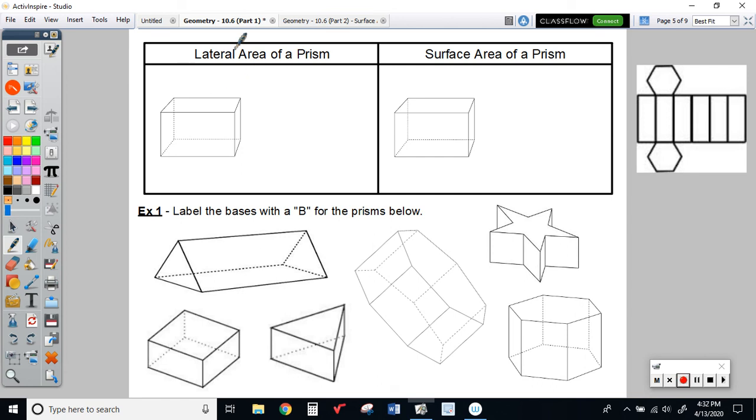now coming up with the formula for these things. So lateral area is going to be the area of the lateral faces. It's not going to include the bases. So the area of the lateral faces is what is known as the lateral area.